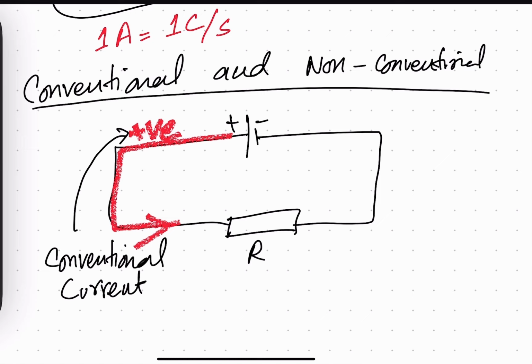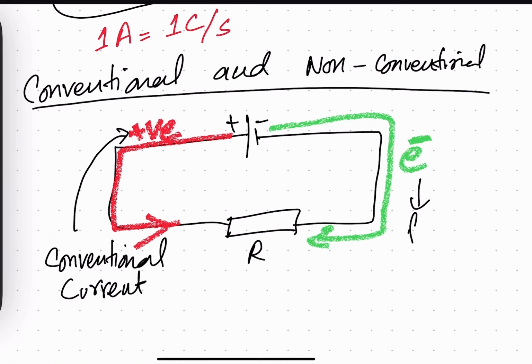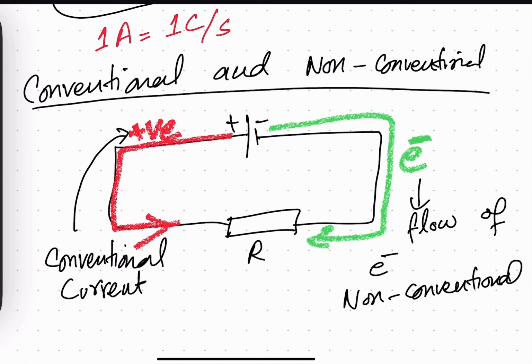But in metals, current flows due to the electrons, that is from negative to positive. This is the direction of flow of electrons. The flow of electrons is called non-conventional current. So there are two types of current. When we solve circuits, we consider the conventional current, but you should keep in mind that current is actually because of the electrons, and they are flowing in the opposite direction.